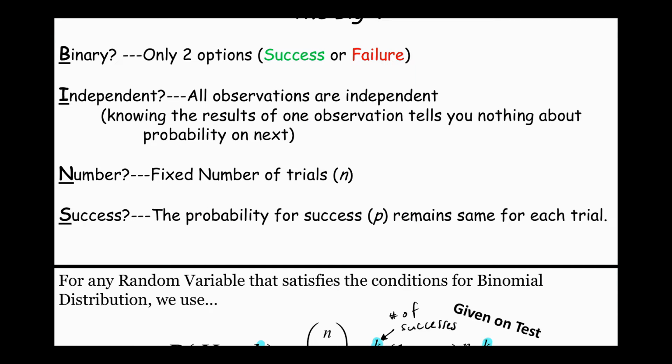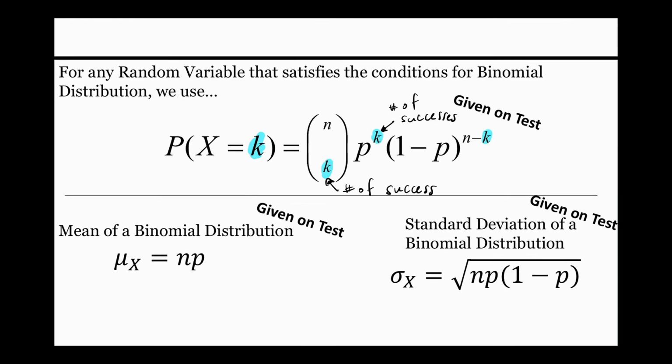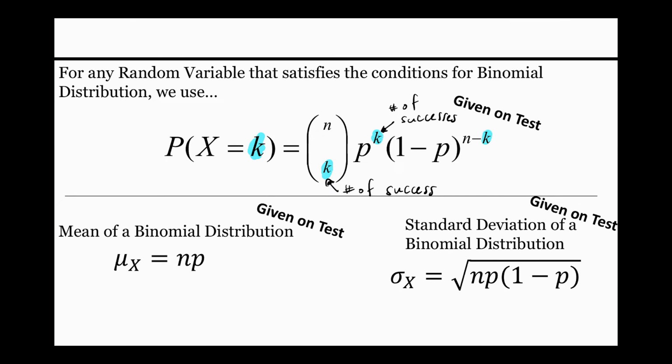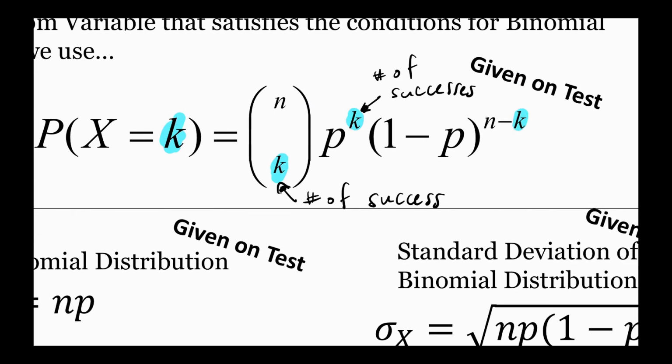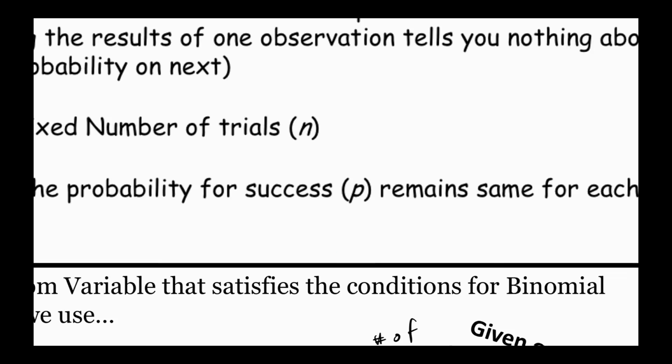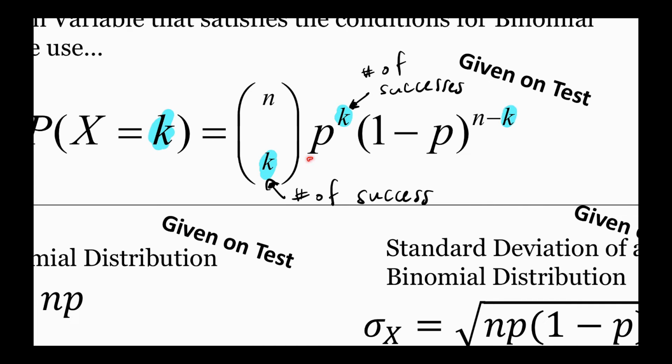Okay, so this part here, probability of success, how many successes? Right? So whatever the probability of success is, to the how many successes are we going to have, times 1 minus P. In other words, the probability of failure for the rest, N minus K.